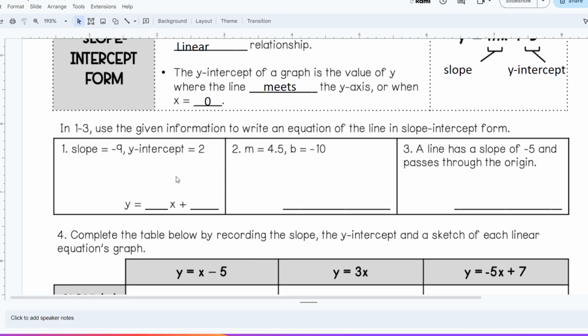In 1 through 3, use the given information to write an equation of the line in slope-intercept form.